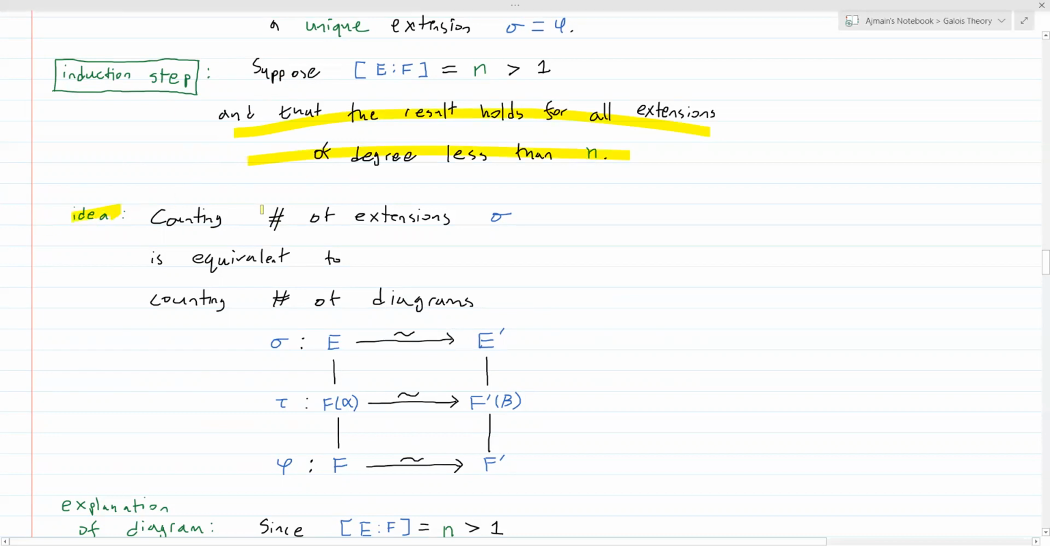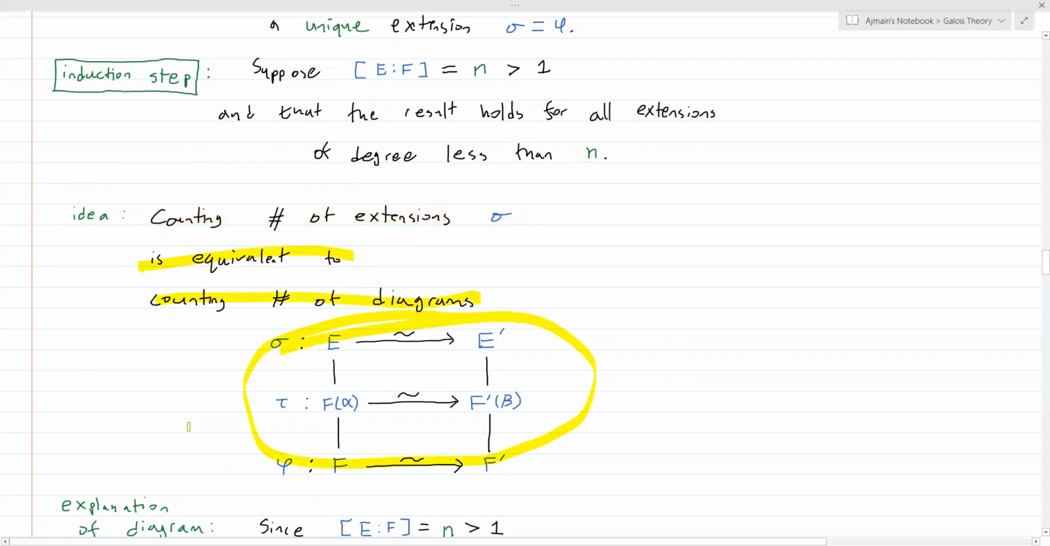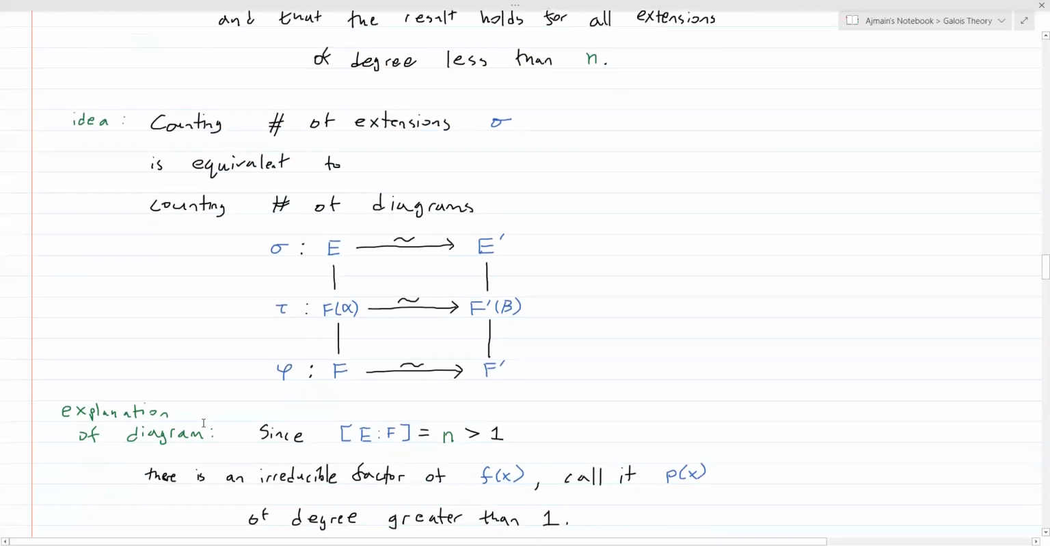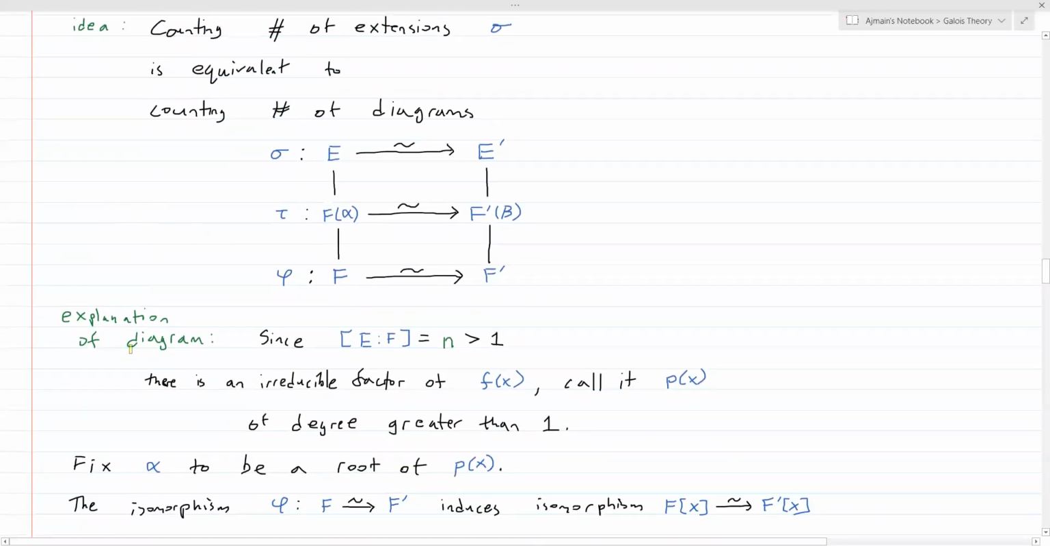So the idea is to count the number of extensions sigma. And the idea is that this is equivalent to counting the number of diagrams that look like this. So before I can say why it's equivalent to this, let me explain what these diagrams are.